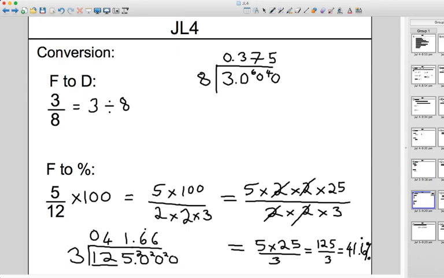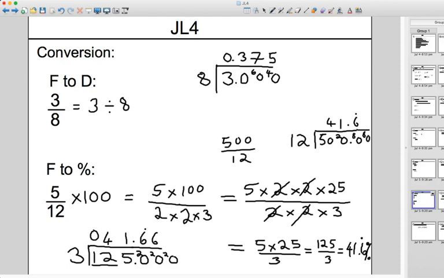Alternatively, you could just say, well, it's 500 over 12, and I could do 12 into 500 straight away, like that. And that will give you the 41.6. 12 into 50 goes 4 times with 2 remainder. 12 into 20 goes once, decimal point, with 8 remainder. 12 into 80 goes 6 times with 8 remainder, and it will continue.